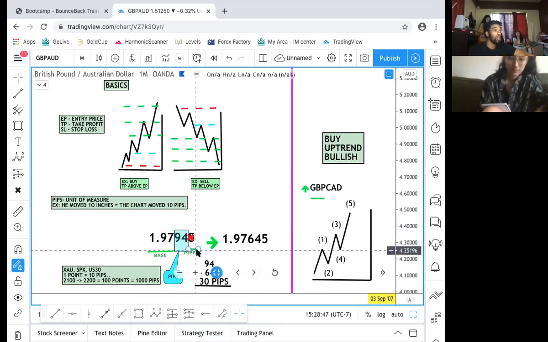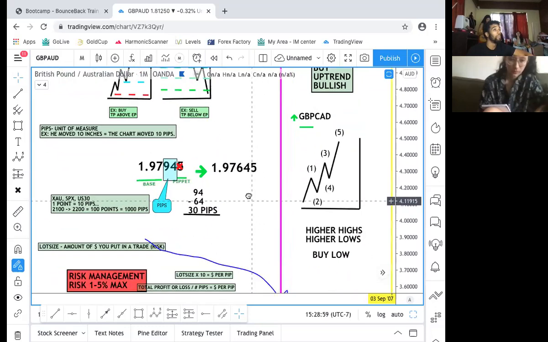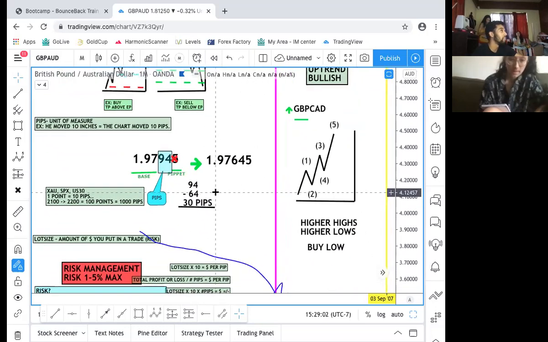So once we do that, the main thing here is just make sure we cross off the pipette. Once you cross off the pipette, you can subtract whatever, and you'll get however many pips, and that's really what tells you. That's really how you figure out how far prices move.